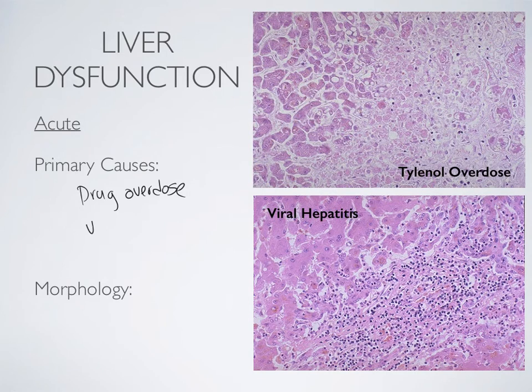and then viral hepatitis. Those are the two most common reasons somebody would acutely die of liver failure. And what you see is massive necrosis. So Tylenol is the prototypic drug overdose. You have to take a whole bottle of Tylenol to really die from overdose. And what it does is it builds up. Your Tylenol is metabolized in the liver, and as that metabolism happens, it uses up the enzyme in the liver that combats oxidative stress.